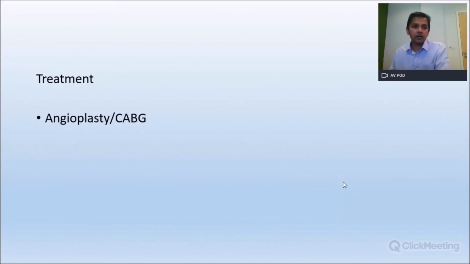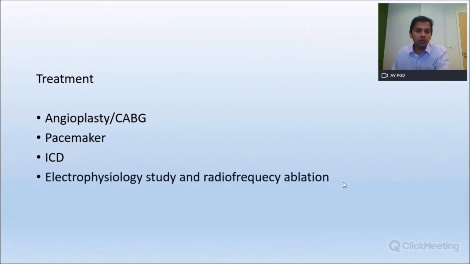Treatment is treating the cause. If it's CAD, then you do an angioplasty or bypass. If the patient has bradycardia, significant pauses, or complete heart block, then you insert a pacemaker. For any arrhythmias, then you insert an ICD, implantable cardioverter defibrillator. And electrophysiology study for those who suspect any arrhythmia issues. And for those with aortic stenosis, you should do an aortic valve replacement.